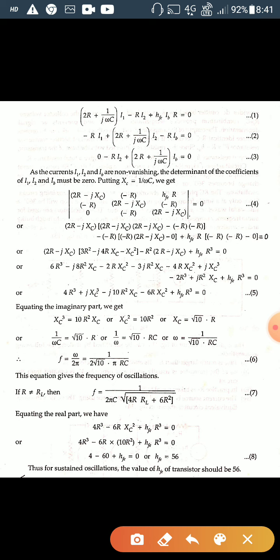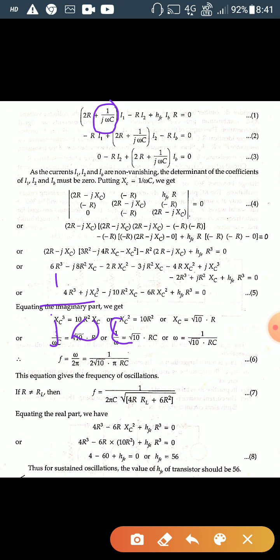So these three equations can be rewritten in the form of a matrix. The matrix of coefficients for I1, I2, IB will be as such. Look that the I1 coefficient is 2R plus 1 by j omega c. Here 1 by omega c is Xc, so you can write down 2R minus j Xc. Why is this? Because we are considering 1 by j omega c.